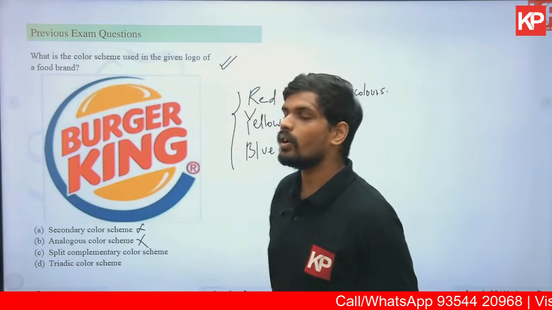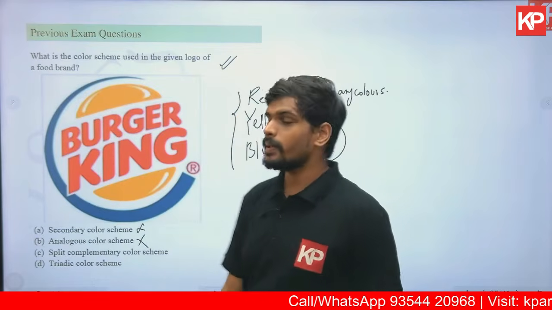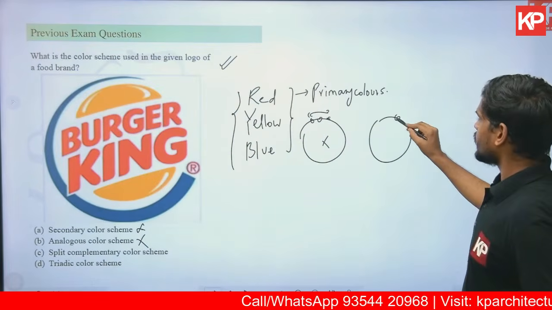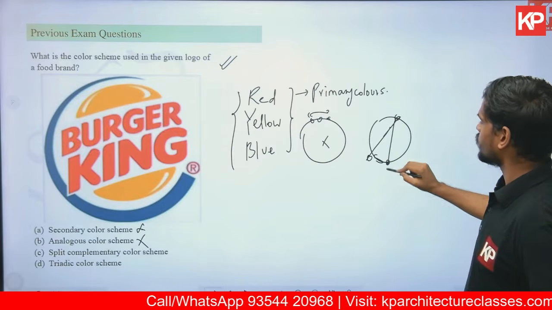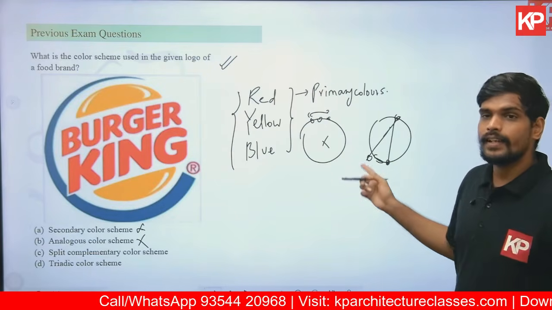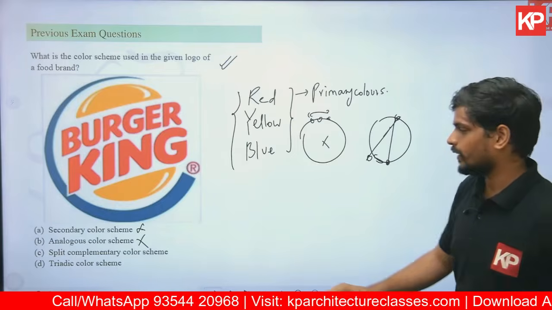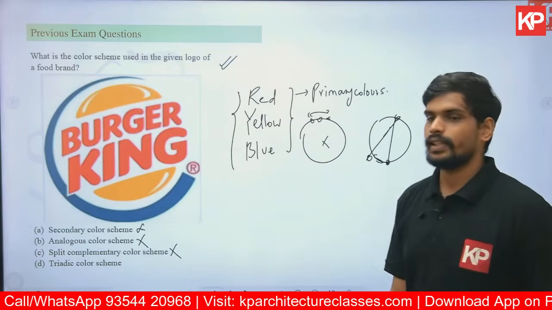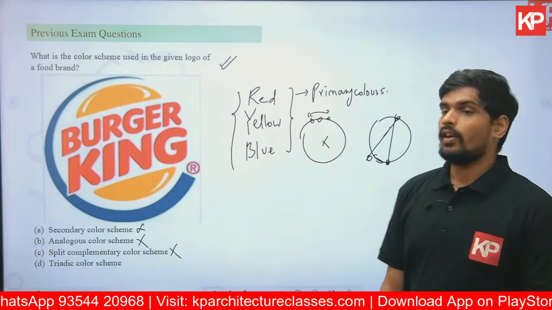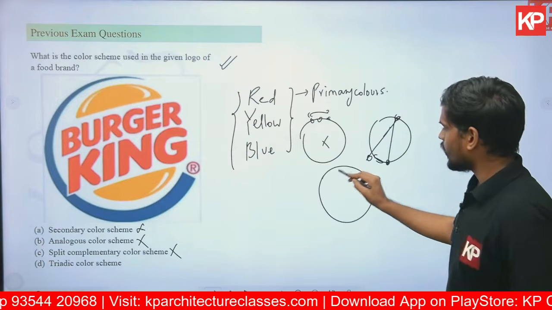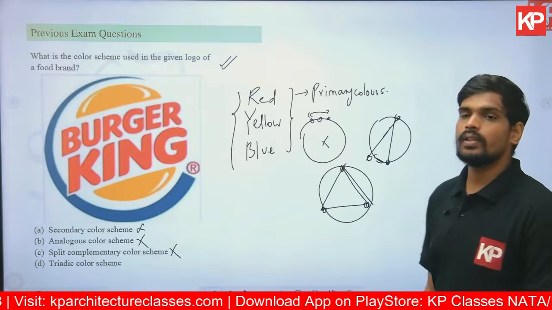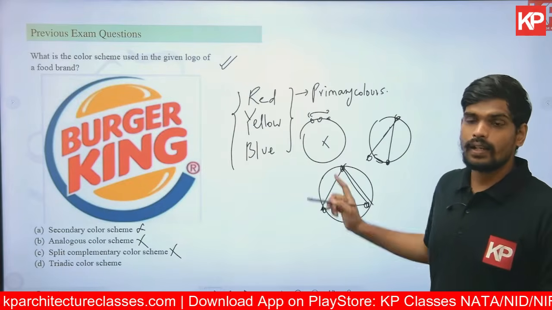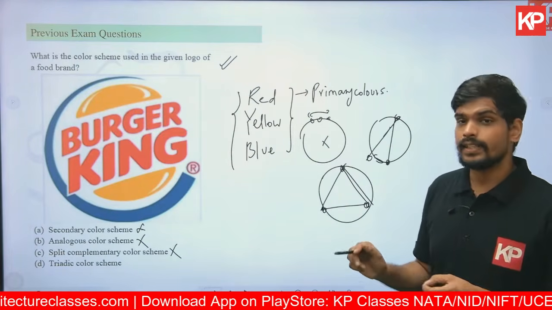Next option is split complementary. What is split complementary? Select a color and two of its complementaries, splitting the opposite complementary. Do you find red, yellow, blue forming a split complementary color scheme? No, that is also incorrect. Triadic color scheme. On a color wheel, if you see red, yellow, blue, are they equidistantly placed? Absolutely yes. The three primaries on a color wheel are placed at equal distances.